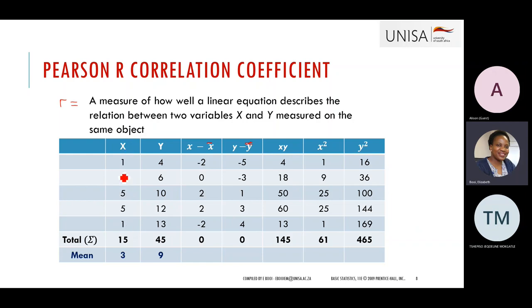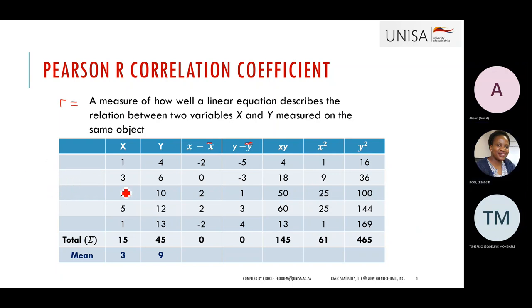And if you add all these values for X, you will get 15. When you add all the values of Y, you will get 45. And these values, when you add them, the total, we call the summation. So for example, the summation of X will be equal to 15. The summation of Y will be equal to 45. That is what the total is. So total means summation, adding up.